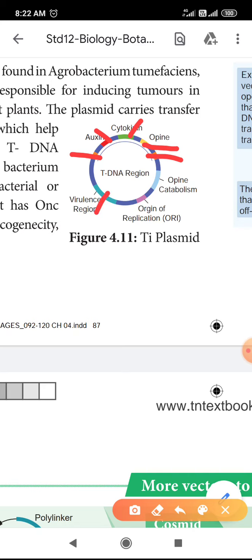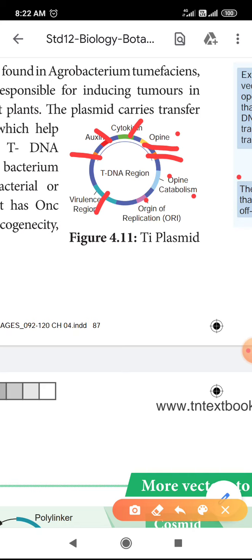This is the virulence region. This virulence region will help to transfer the T-DNA to the plant cell. This is the origin of replication site. Here the opine is synthesized, and here the opine is metabolized, the opine catabolism. Can you understand? This is the structure of the Ti plasmid.